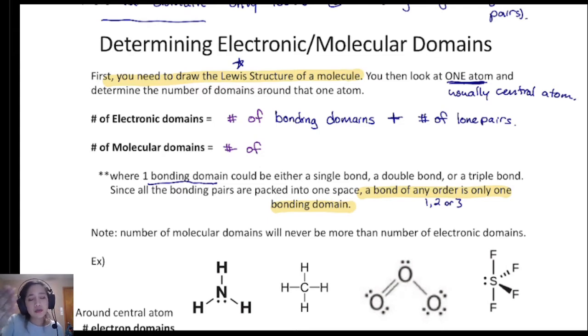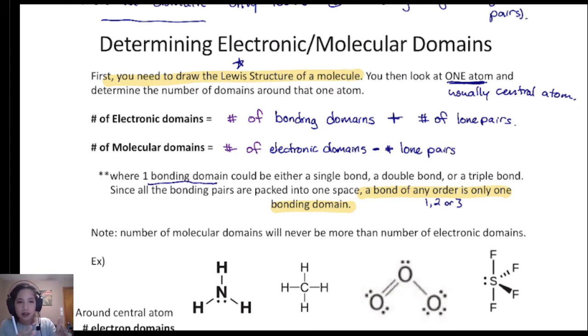This relates directly to molecular domains. The number of molecular domains is equal to, and we can do this a couple ways, the number of electronic domains minus the number of lone pairs.